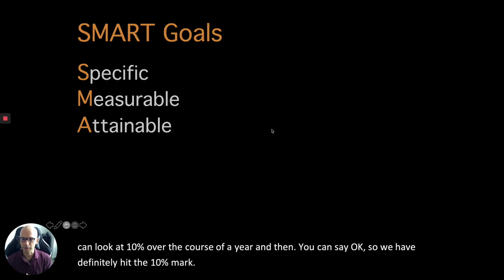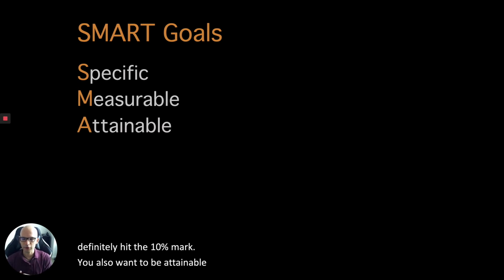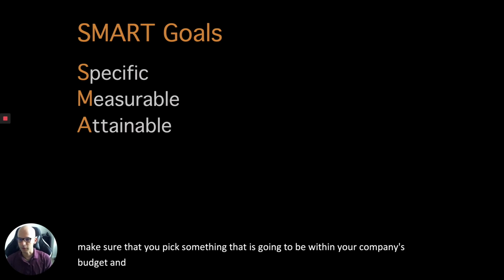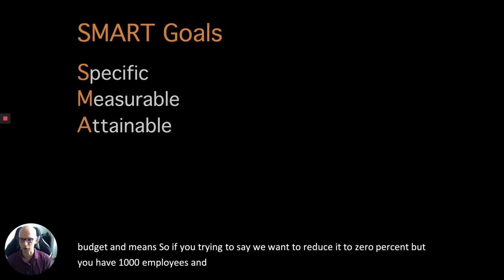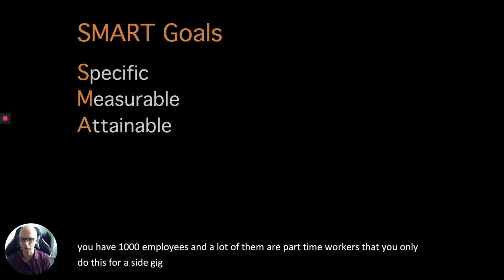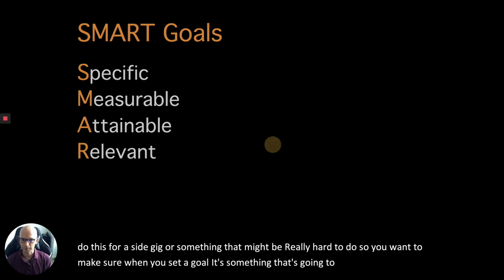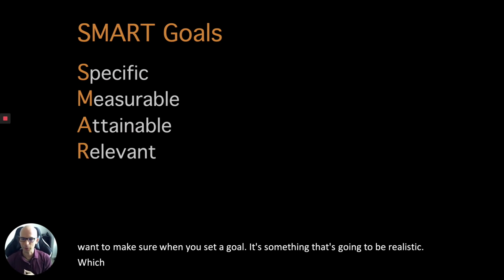You also want it to be attainable. If you're trying to reduce turnover, you want to make sure that you pick something that is going to be within your company's budget and means. So if you're trying to say we want to reduce it to 0%, but you have 1,000 employees and a lot of them are part-time workers that only do this for a side gig or something, that might be really hard to do. So you want to make sure when you set a goal, it's something that's going to be realistic. Which leads to the fourth part of SMART goals, which is that you want it to be relevant.